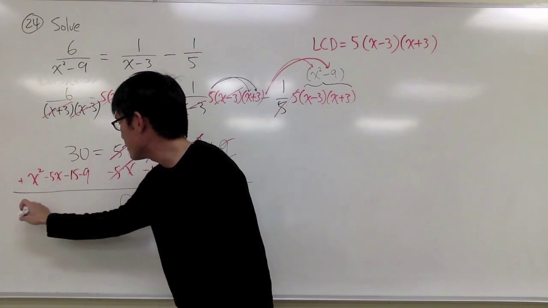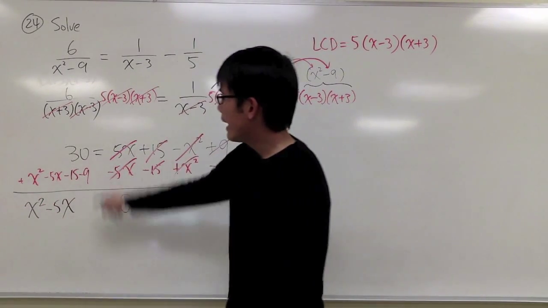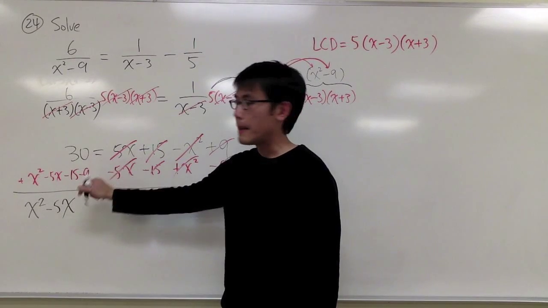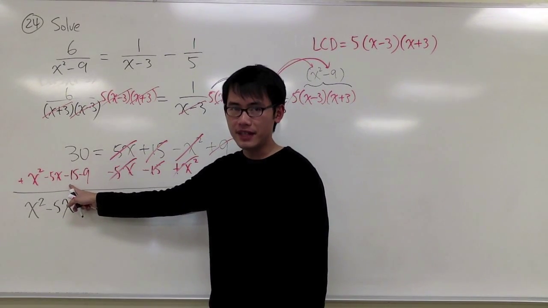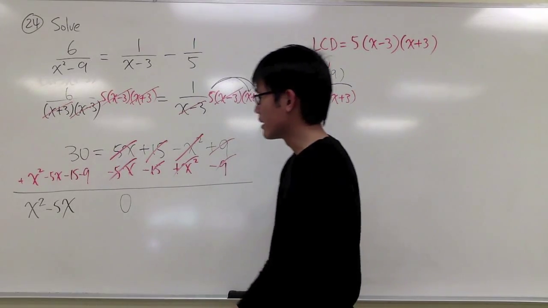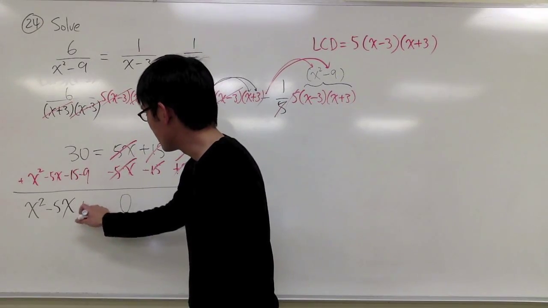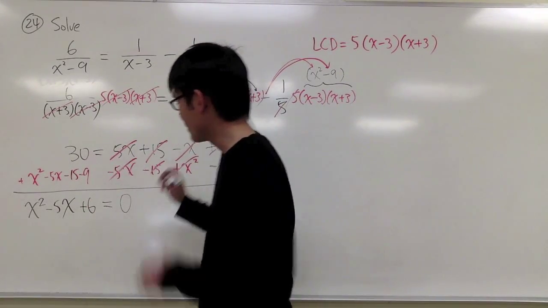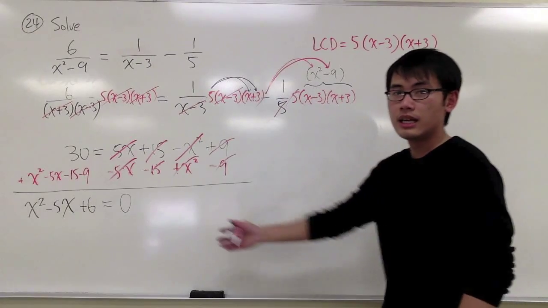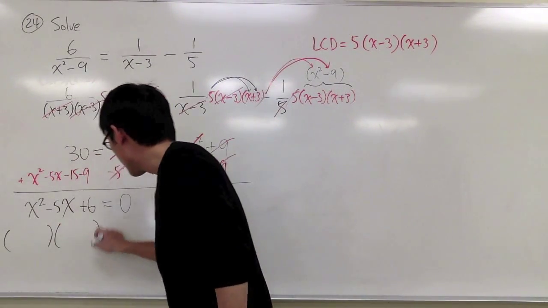Let me write this down. Minus 5x. And here I have 30 minus 15, which is 15. And then minus 9, which will be 6, right? And it will be a positive 6, plus 6. Bring down the equal sign, just like that. The next step is to factor this out. So let's get the parentheses ready.